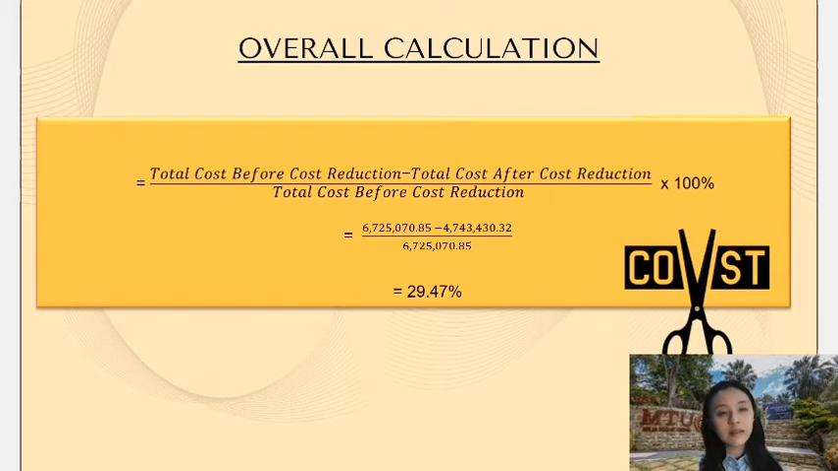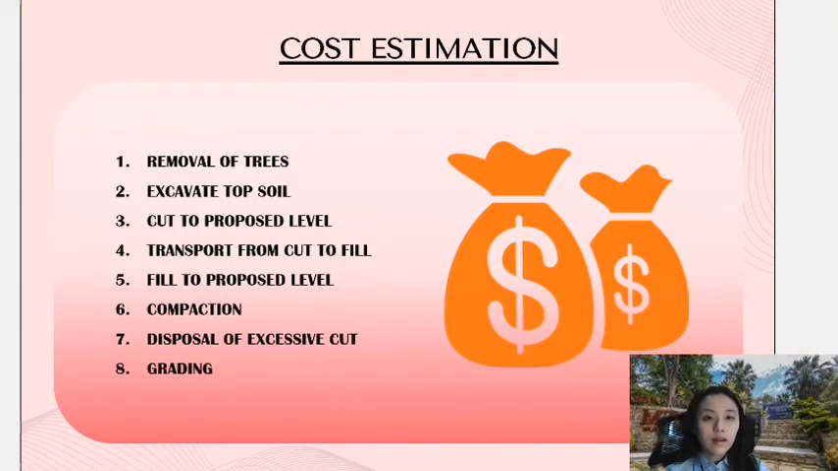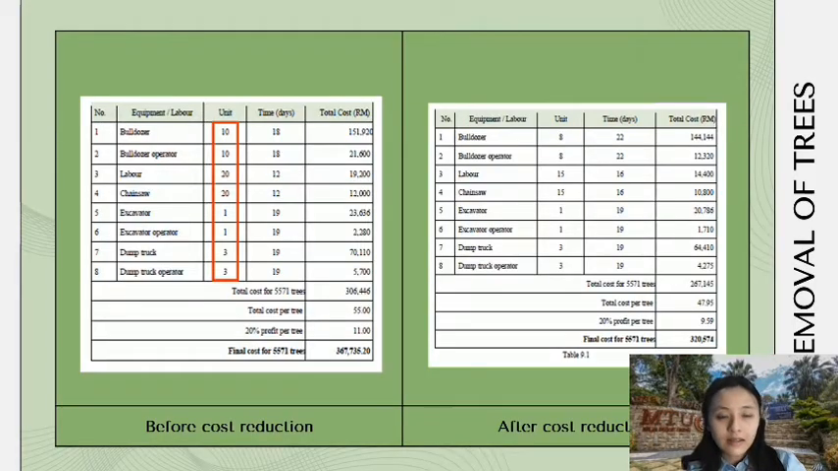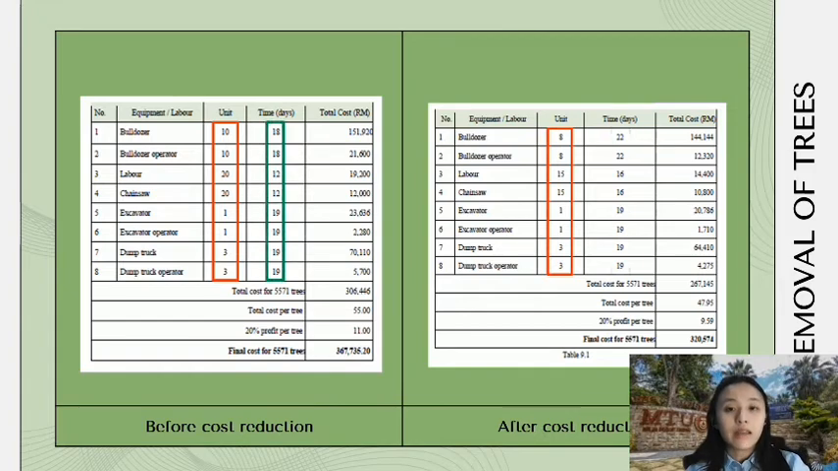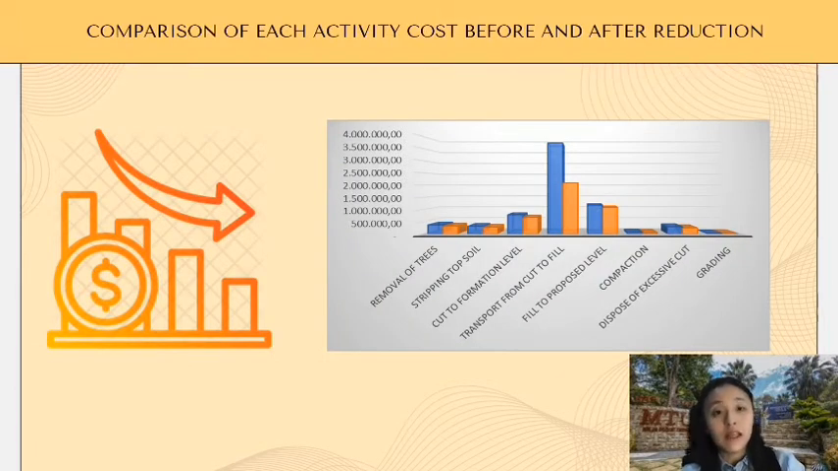And we successfully reduced 29.47% of the total cost, which is approximately 30%. And in our project, the cost estimation is carried out for the removal of trees, excavating topsoil, cut to proposed level, transport from cut to fill, fill to proposed level, compaction, disposal of excessive cut, and grading. This is the comparison of the cost for removing trees. We can see that the cost reduction is done by reducing the units of equipment and by increasing the duration for the equipment. And this is the comparison of each activity cost before and after reduction.